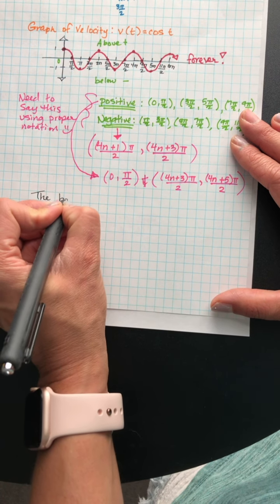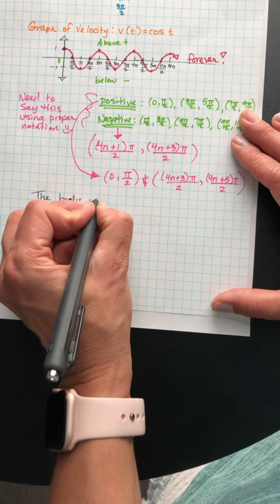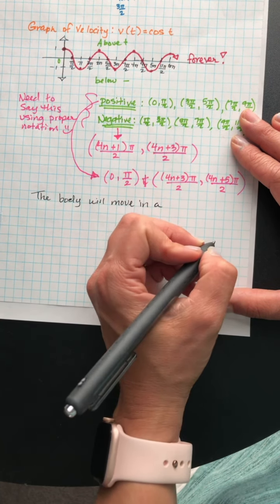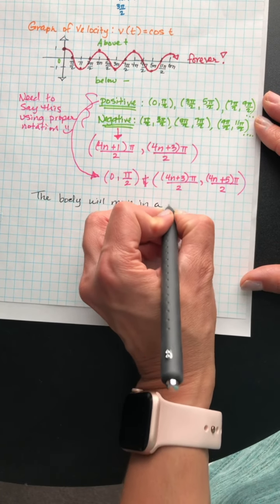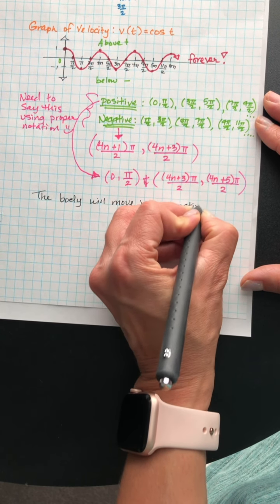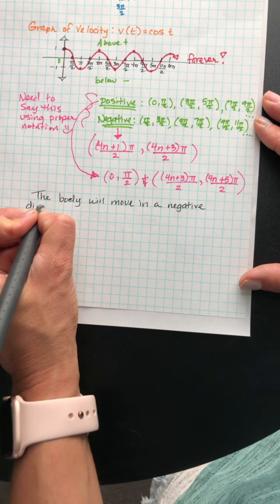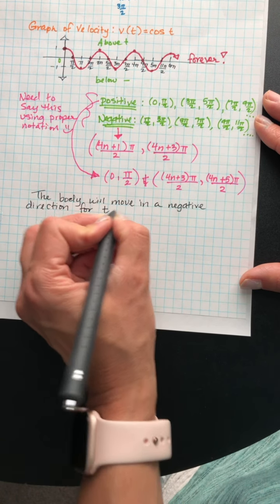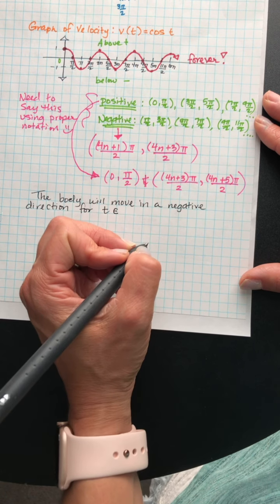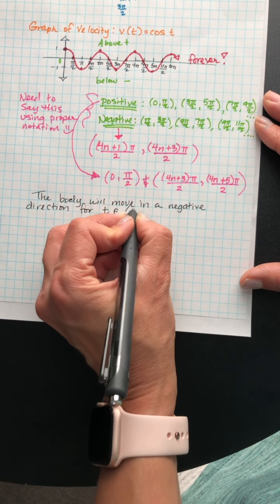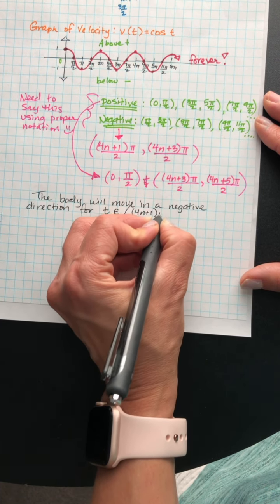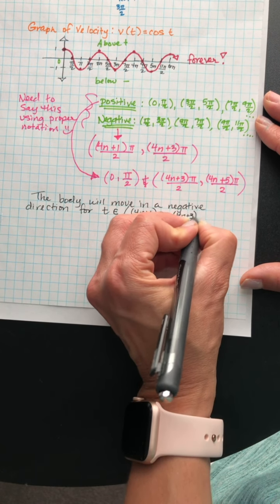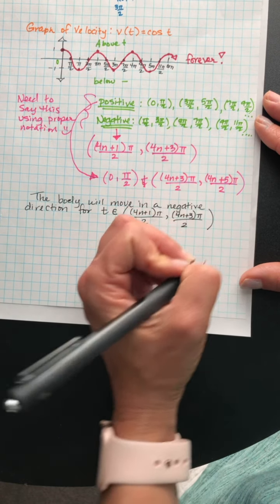So the body, because we're talking about that body, will move in a, well, we started with negative, so let's start with negative. In a negative direction for t in the set, the word funky e, 4n plus 1 times pi over 2, comma, 4n plus 3 quantity times pi over 2.